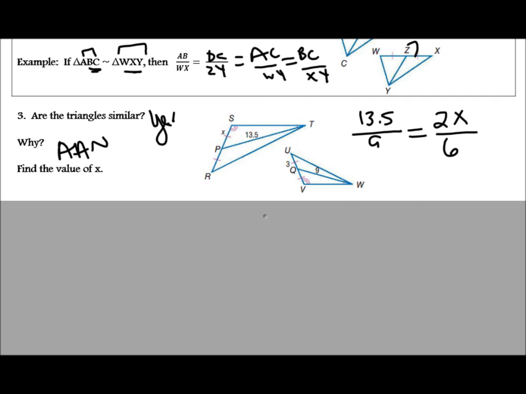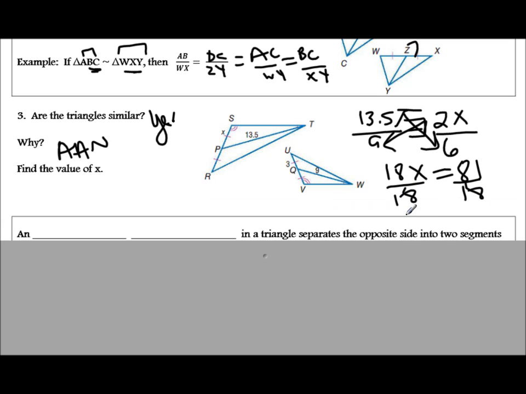So remember, we have to use the corresponding sides of the triangle, not just portions of the triangle that are given to us. So in solving for x, we do 9 times 2x, which is 18x, equals 13.5 times 6, which is 81. And I would divide both sides by 18. And I would get x is 4.5.